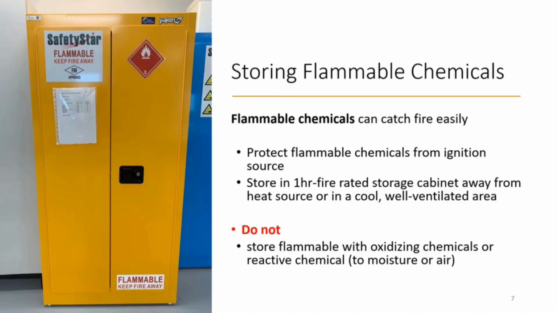In the next few slides, we will take a look at the storage of a few specific chemical hazards. First of all, storing flammable chemicals. Flammable chemicals refers to chemicals which can catch fire easily. We need to protect them from ignition sources and to store them in a 1 hour fire-rated storage cabinet away from heat sources or in a cool, well-ventilated area.